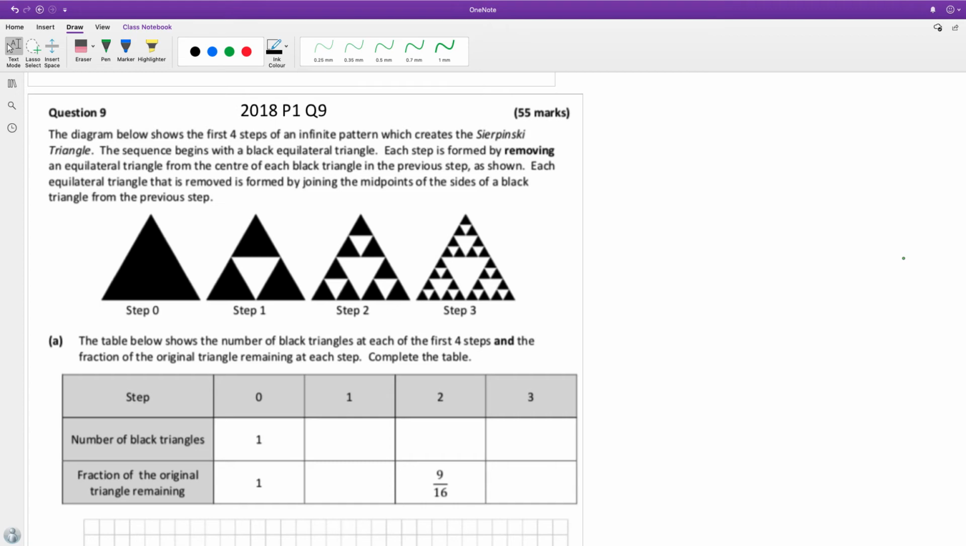The diagram below shows the first 4 steps of an infinite pattern which creates this triangle, the Sierpinski triangle, I would say. The sequence begins with a black equilateral triangle. Each step is formed by removing an equilateral triangle from the center of each black triangle in the previous step, as shown. Each equilateral triangle that is removed is formed by joining the midpoints of the sides of a black triangle from the previous step. The table below shows the number of black triangles at each of the first 4 steps and the fraction of the original triangle remaining in each step. Complete the table.